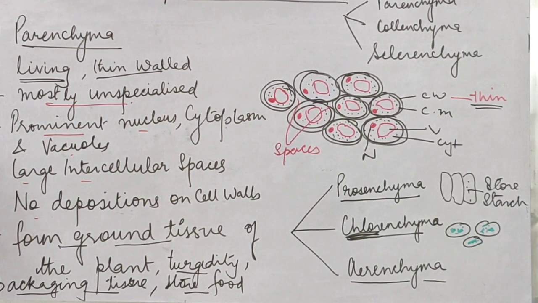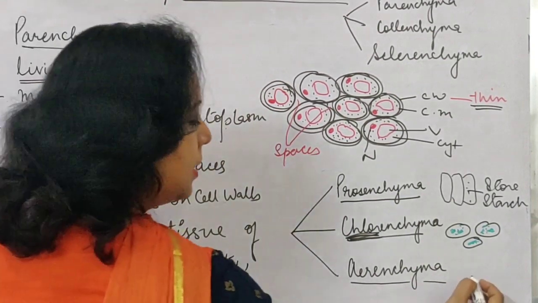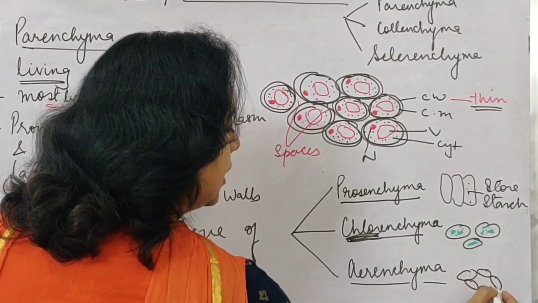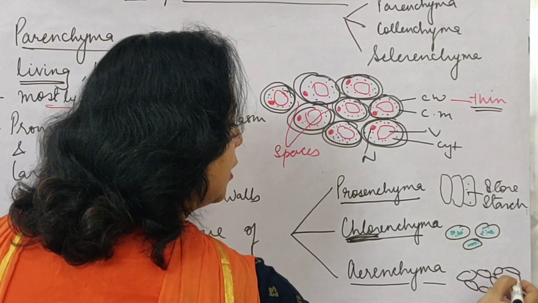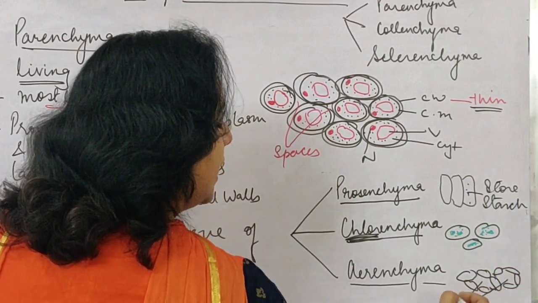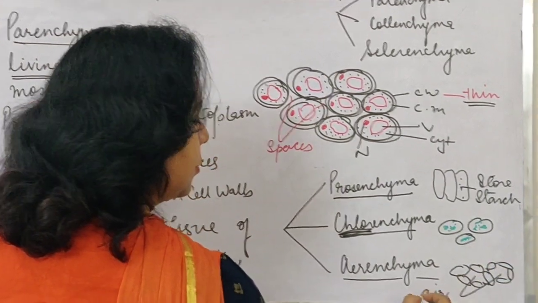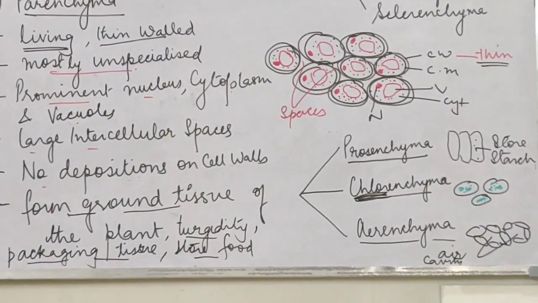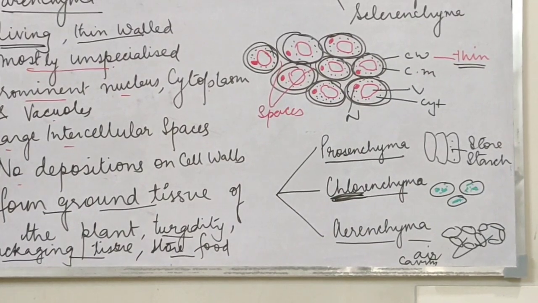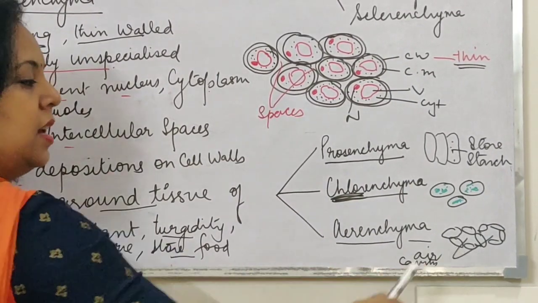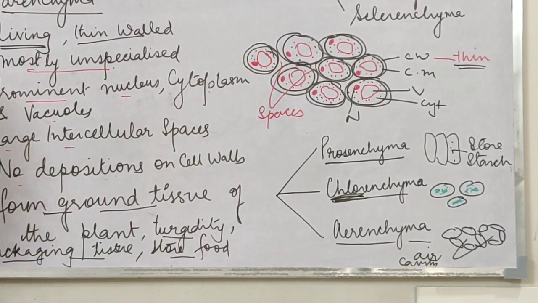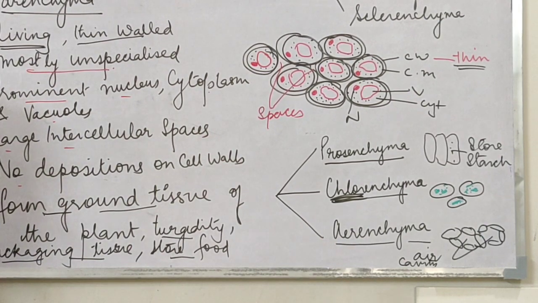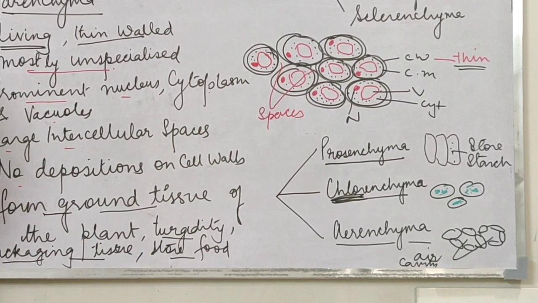Sometimes, mostly in aquatic plants, the parenchyma is so arranged that it has got large air cavities formed by their arrangement. They have got air gaps. Now, these air gaps provide buoyancy to the structure, and the plant is able to float on the surface of water.